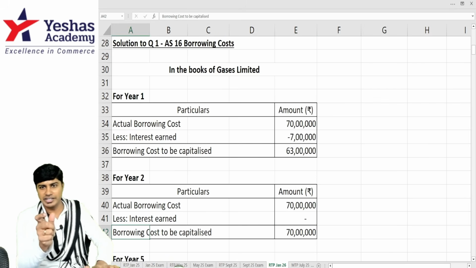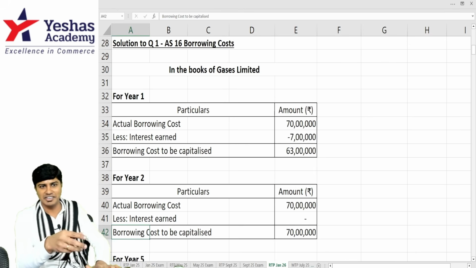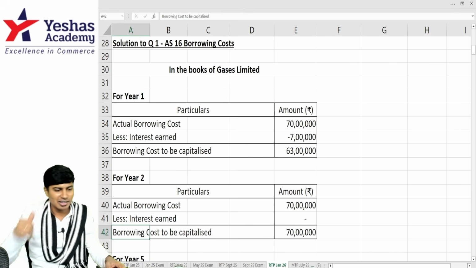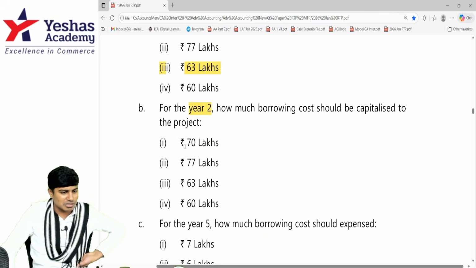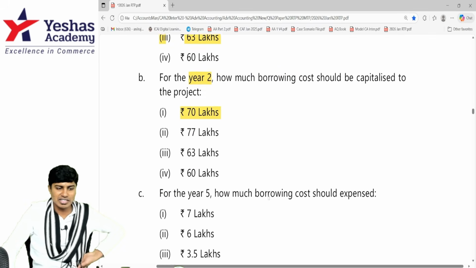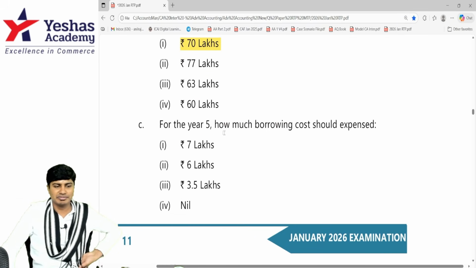First year, some portion is idle. On that, interest earned will not be capitalized. Then the answer for this B is 70 lakhs. Shall we see C? For year 5, they have not asked year 3 and 4. If they would have asked, the answer would have been 70 lakhs.